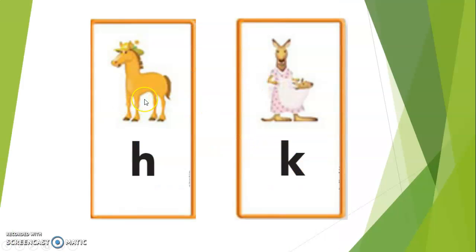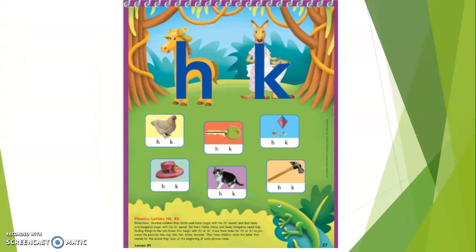This is Hattie Horse. Hattie Horse helps us remember that the letter H says /h/ because Hattie begins with /h/ and horse begins with /h/. This is our friend Keely Kangaroo. Keely Kangaroo helps us remember that the K says /k/ because Keely and kangaroo both begin with /k/.